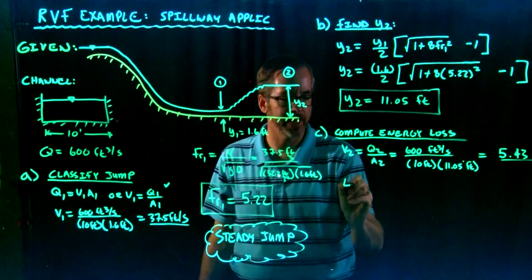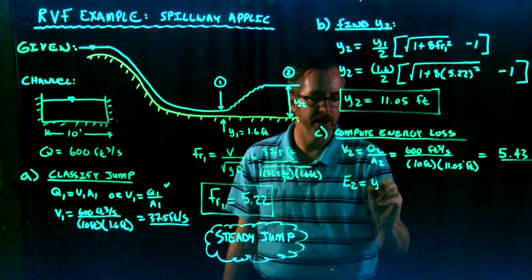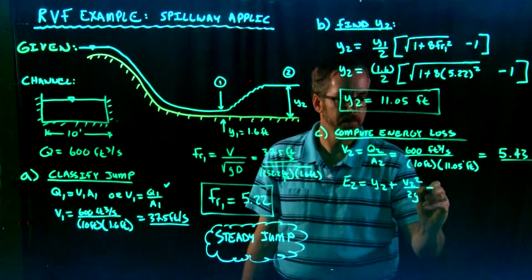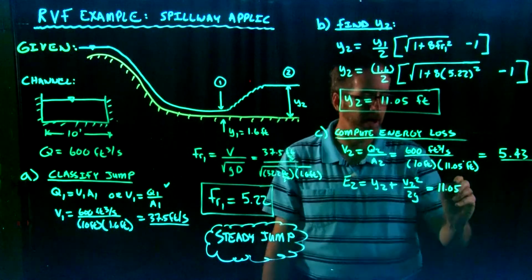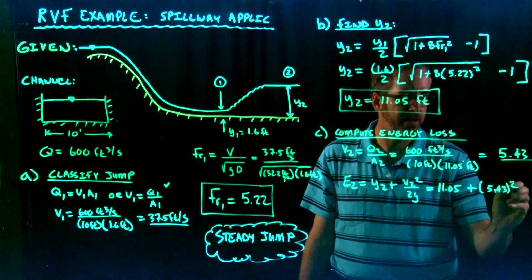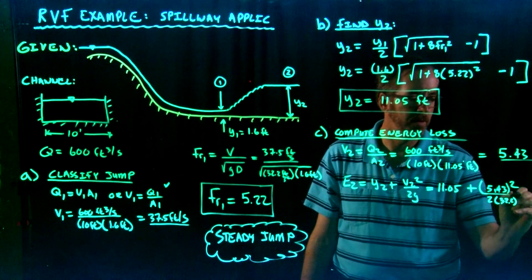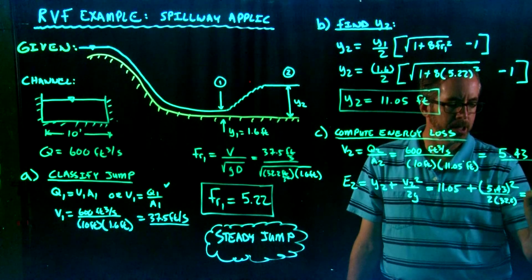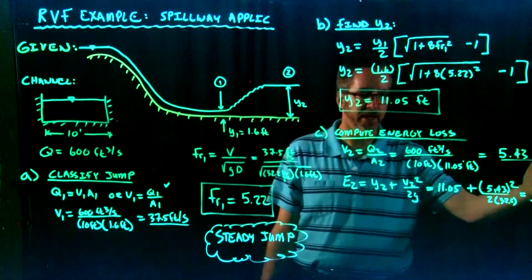So when we calculate the specific energy at point 2, that's going to be its depth plus the velocity squared over 2g term. We know the depth, we just calculated that to be 11.05. We've got the velocity of 5.43 squared over 2g. Again, g in this case is 32.2. And this gives me an energy of 11.51 feet.